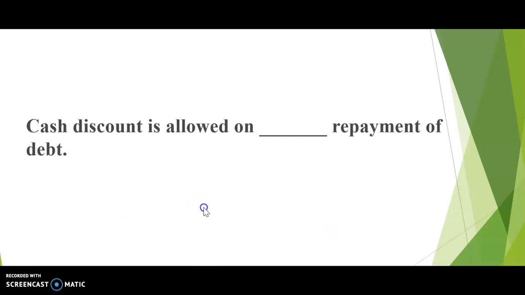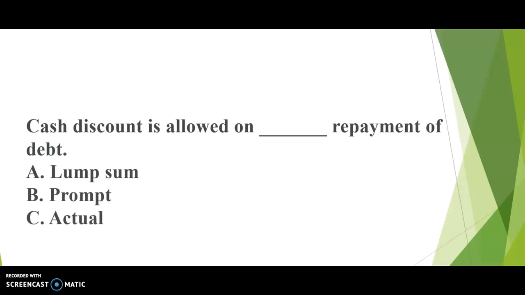Cash discount is allowed on repayment of: option A, lump sum amount; option B, prompt amount; option C, actual amount; option D, none of them. Actually, cash discount is allowed on the prompt payment of debt, that is, the quick payment by the customer. The main motto of giving cash discount is to release the cash immediately. So cash discount is allowed on prompt repayment of debt.